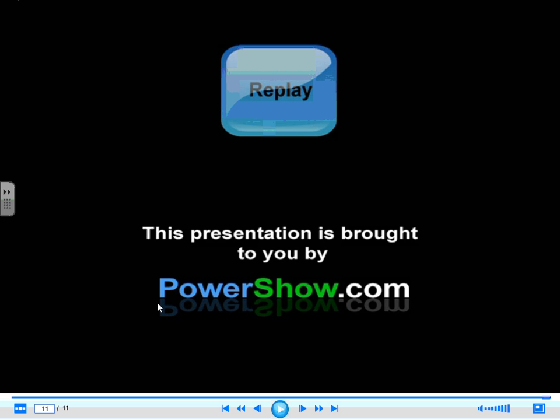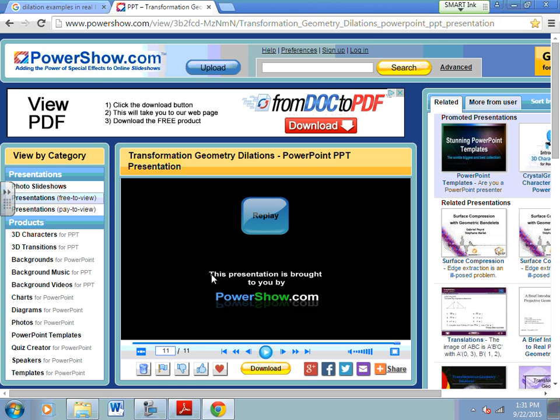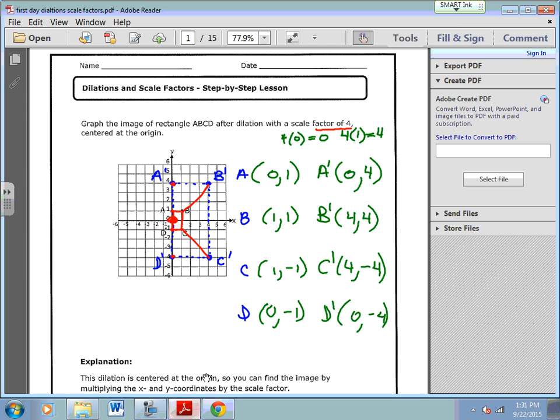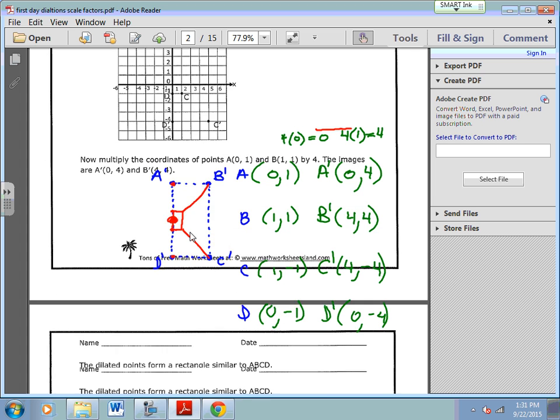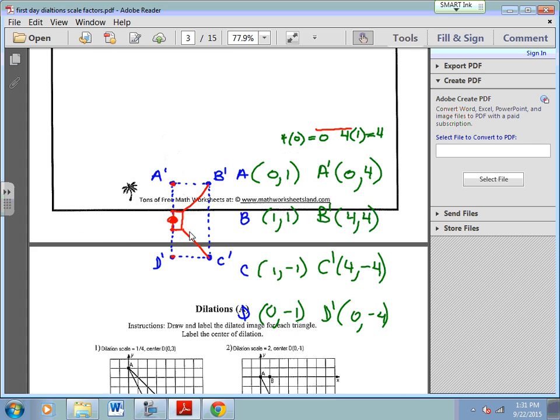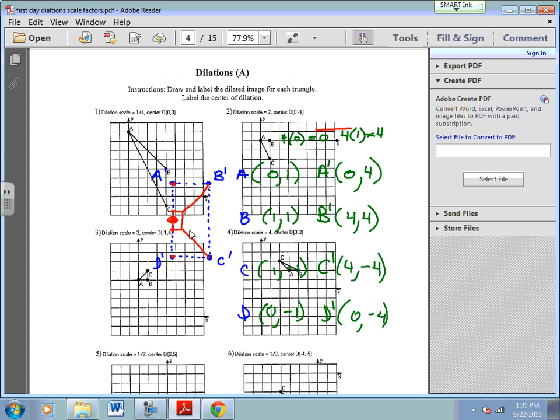Now we're gonna take a look at. Go ahead and pause that real quick. I want you to go ahead and go through your handout right now. And we're going to go ahead and do a dilation. Now, this is dilation of the origin. As you scroll through the handout, these are step-by-step instructions. Go ahead and scroll all the way down to the handout that says dilation A. Ready to go to that one?